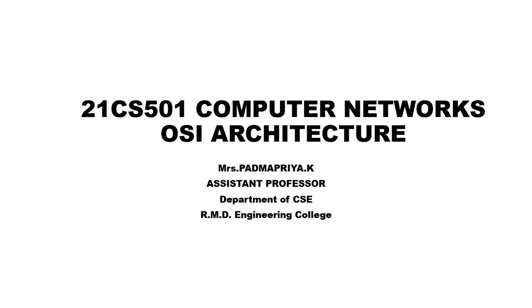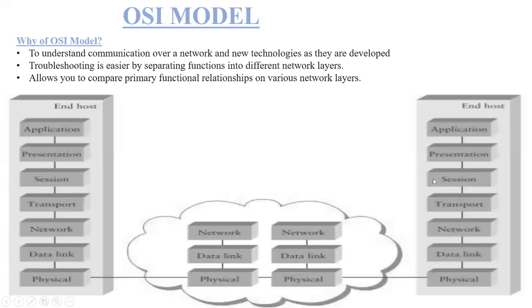Today, I'm going to present a topic on OSI Architecture in the subject 21 CS 501 Computer Networks. Why do we need the OSI model? The OSI model is used to understand communication over a network and new technologies as they are being developed. Troubleshooting will be easier by separating functions into different network layers. It allows you to compare primary functional relationships on various network layers.